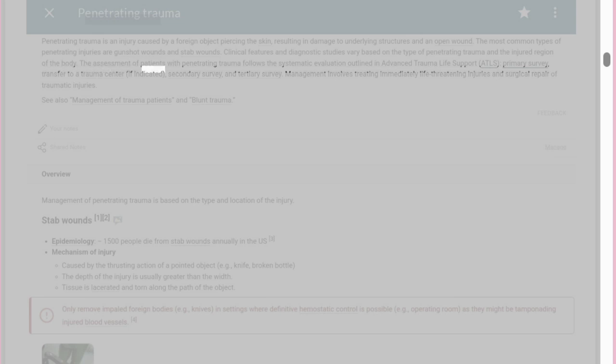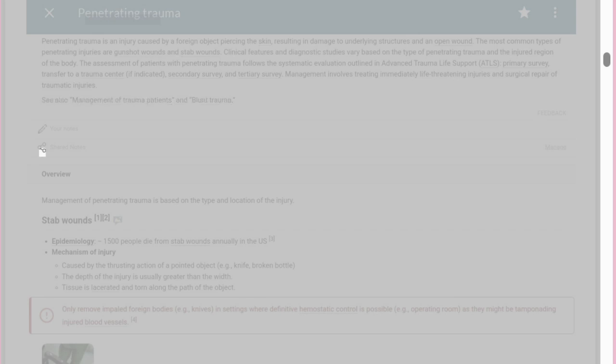The assessment of patients with penetrating trauma follows the systematic evaluation outlined in Advanced Trauma Life Support, ATLS: primary survey, transfer to a trauma center if indicated, secondary survey, and tertiary survey. Management involves treating immediately life-threatening injuries and surgical repair of traumatic injuries. See also management of trauma patients and blunt trauma.